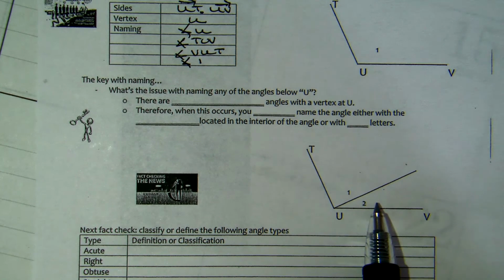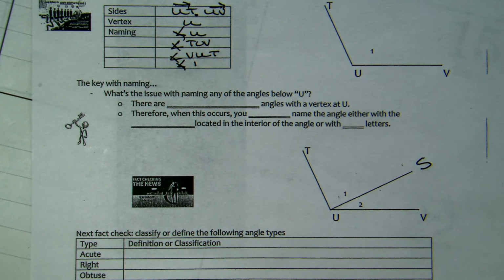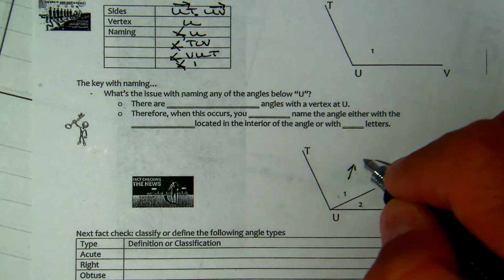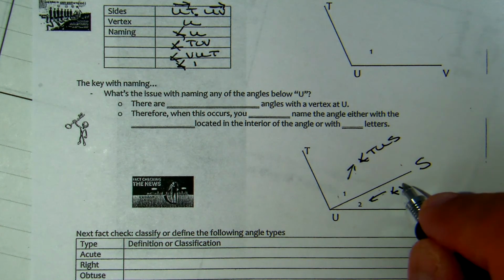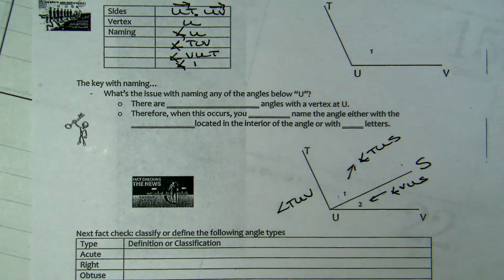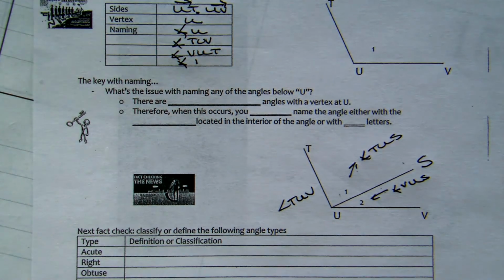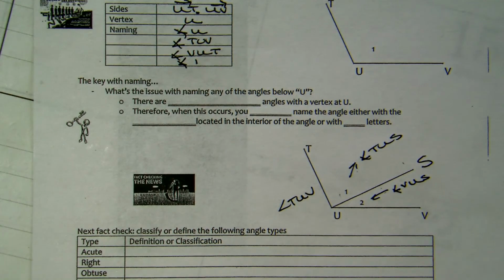Okay, so here we go. So I'm going to make this S. The problem is I have 3 different angles at U. I have angle 1, which is angle TUS or SUT. I have angle 2, which is angle VUS or SUV. And then I have angle U, which is angle TUV. So because we cannot distinguish between them, we can't name it with 1 letter anymore. We have to name it with 3 in that case.